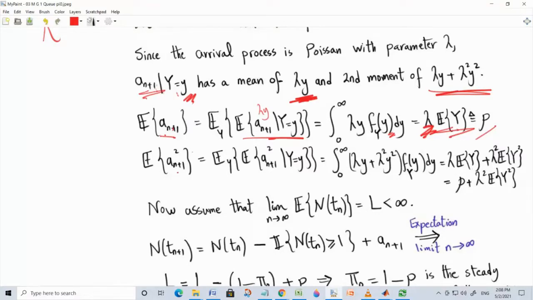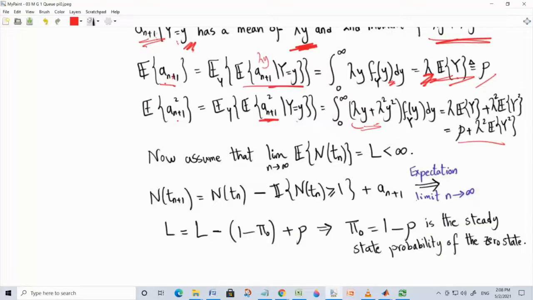You can do the same thing for the second moment. The difference will be that the second moment given Y is lambda Y plus lambda squared Y squared, as we know from Poisson processes. And so our result here will depend on the first and second moments of the service time.